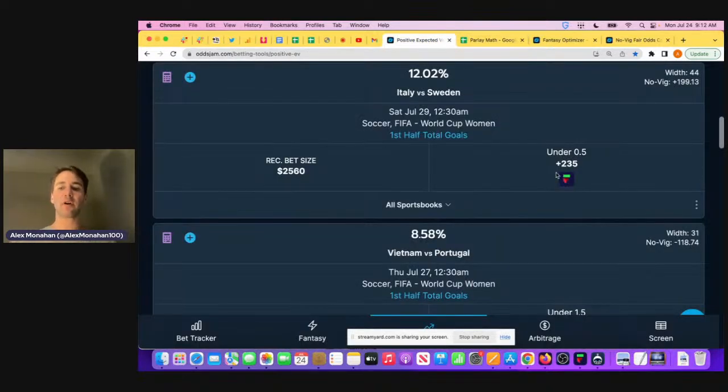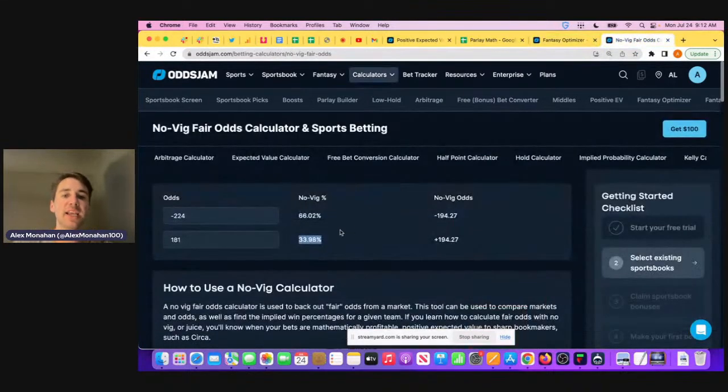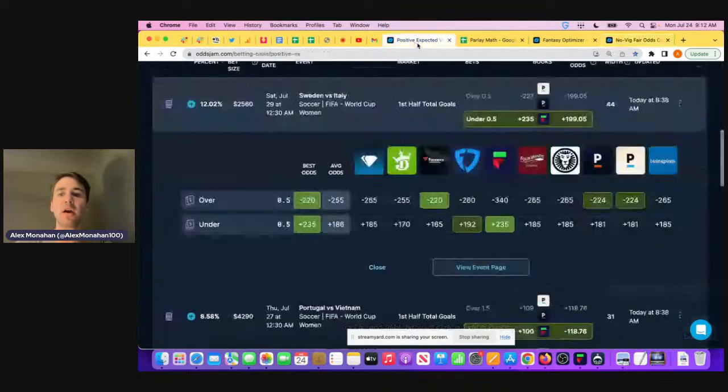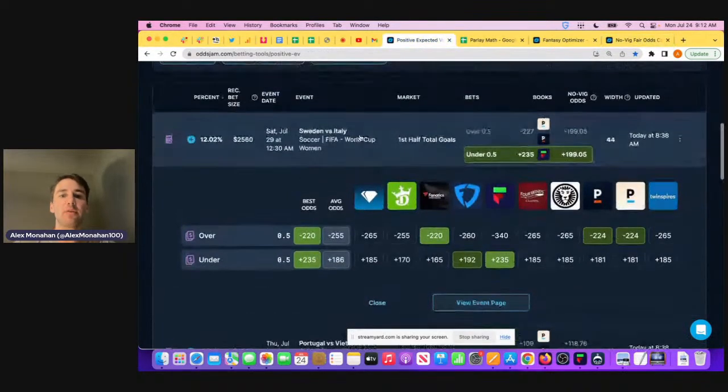So now we have our first play, this one right here. We're using Pinnacle's market. We strip out the vig, and once you strip out the vig, you see, hey, the under is roughly a plus 194 underdog. So it's roughly 33.98% to win, according to Pinnacle, one of the smartest sportsbooks out there, the sharpest bookmaker. And again, why is this bet profitable?